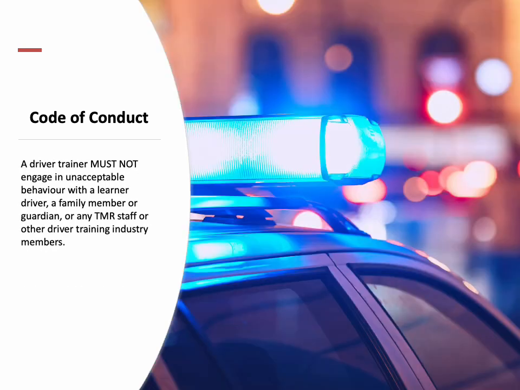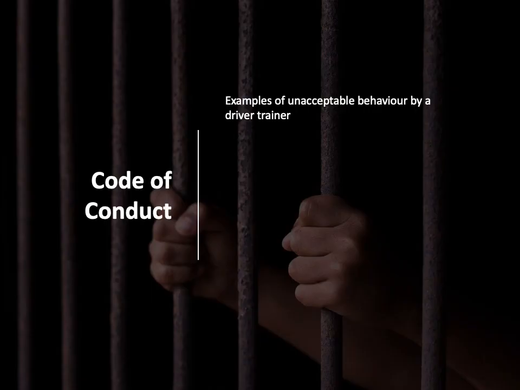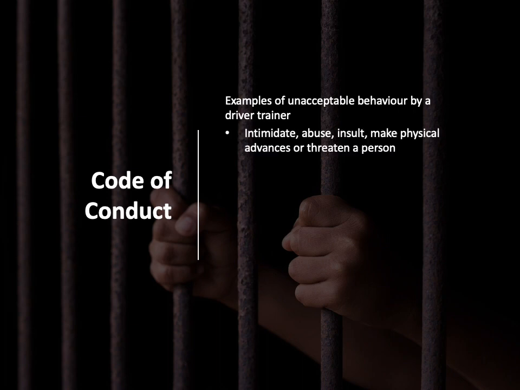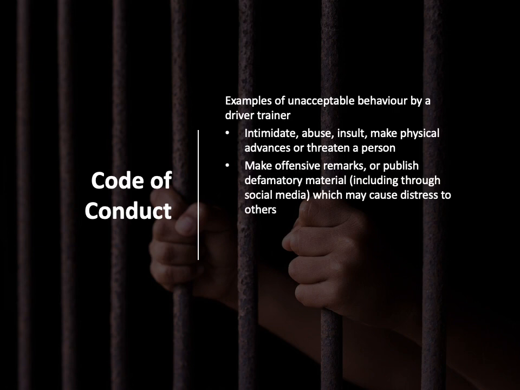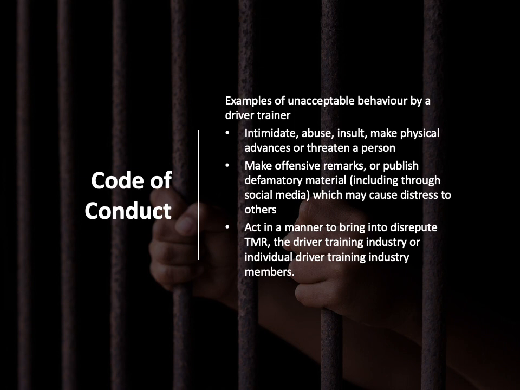A driver trainer must not engage in unacceptable behaviour with a learner driver, a family member or guardian, or any Transport Main Roads staff or other driver training industry members. Examples of unacceptable behaviour by a driver trainer: intimidate, abuse, insult, make physical advances, or threaten a person. Make offensive remarks or publish defamatory material, including through social media, which may cause distress to others. Act in a manner to bring into disrepute TMR, the driver training industry, or individual driver training industry members.